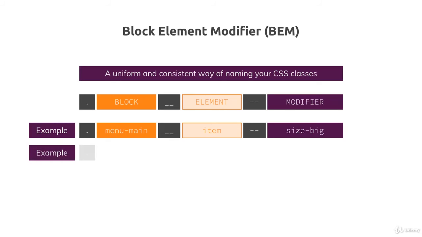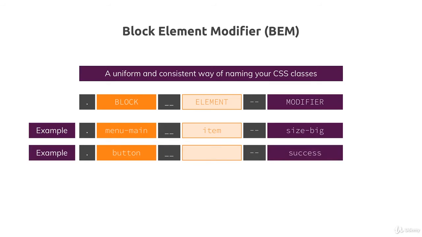Here's another example. We got a selector which selects a button which has no special element, so all buttons, but which also has the success modifier. Now, mastering this is something which is very hard, obviously, and you can probably flame me for some of the class names used here.